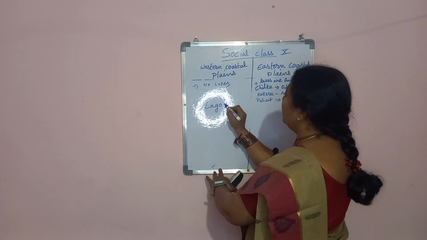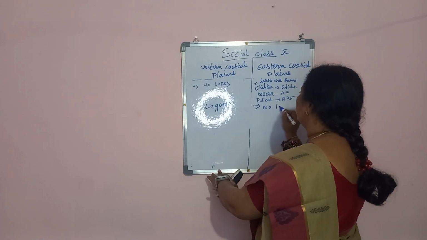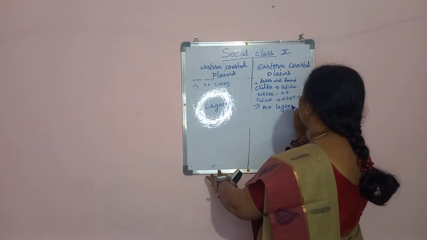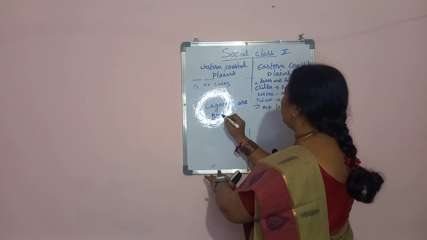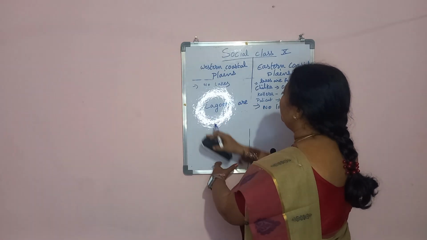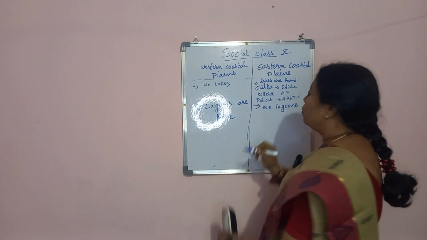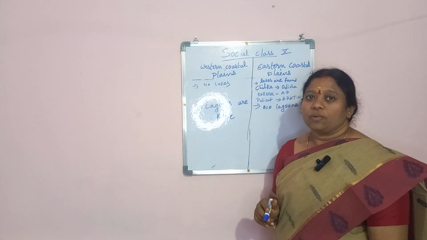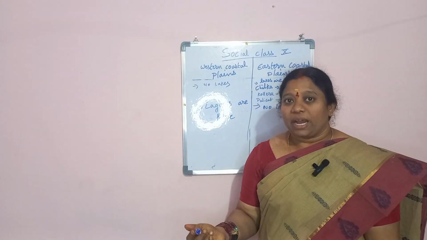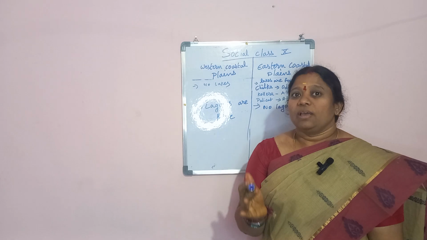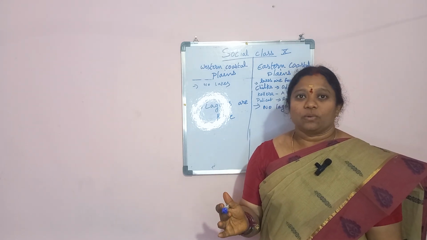And here we can find the lagoons. Lagoons are there in western coastal plains, but no lagoons in the eastern coastal plains. Lagoons are situated there. So this is the answer you have to write whenever you are asked about the differences between western coastal plains and eastern coastal plains.